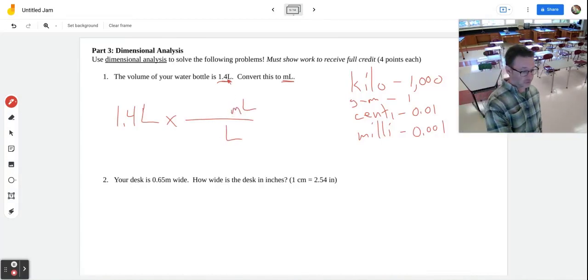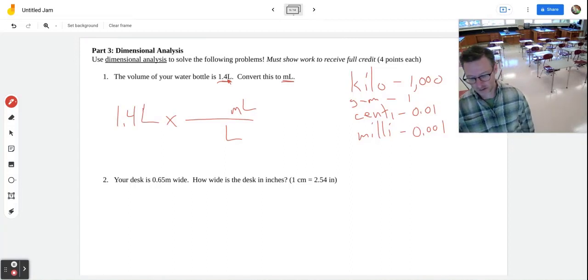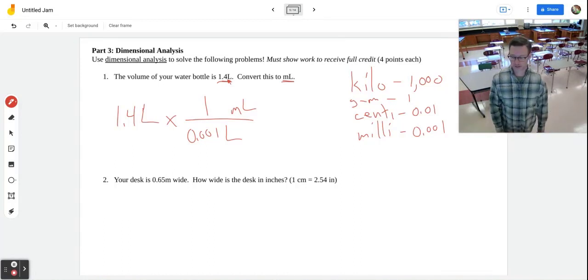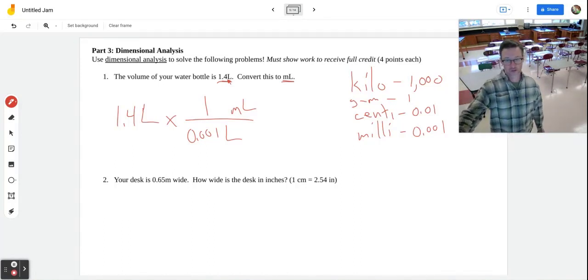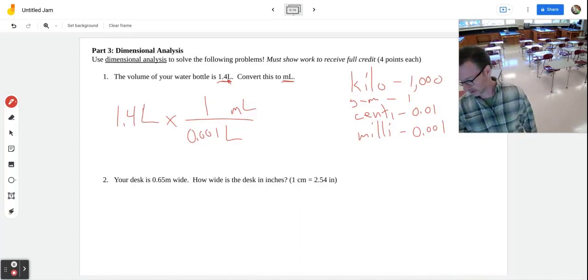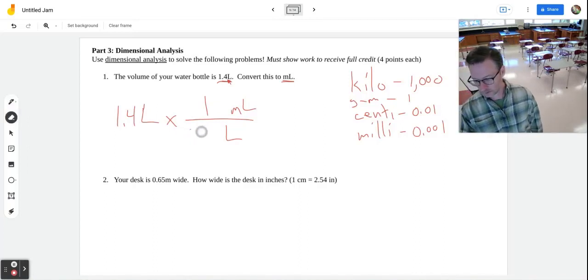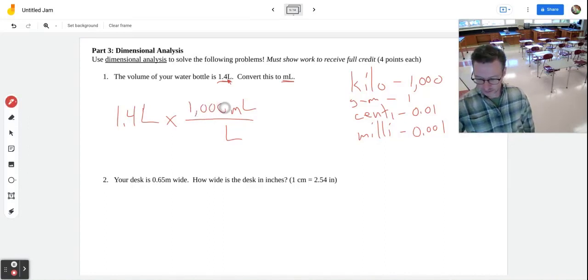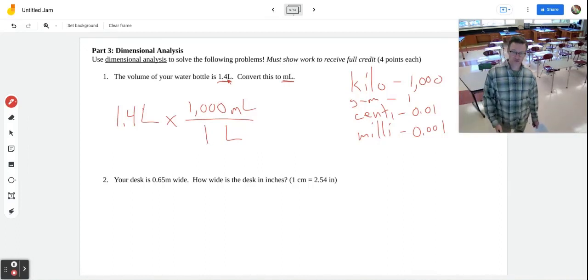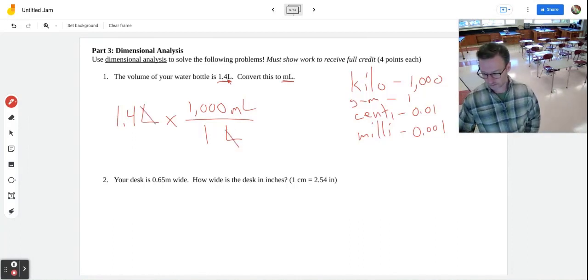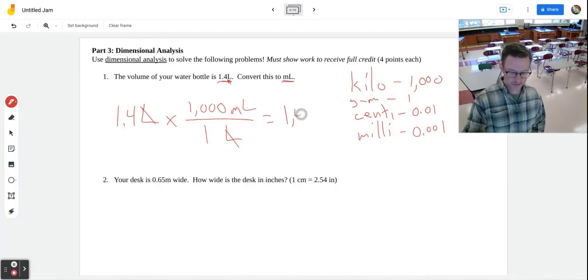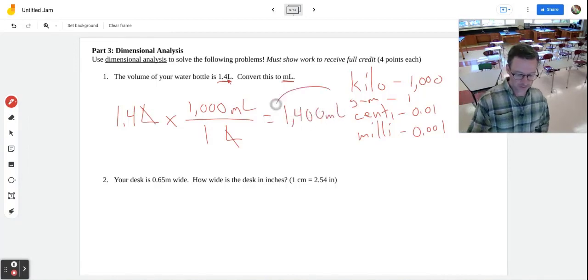Well, we said that milli is 1,000th, right? So you could put this as 1 milliliter is 1,000th of a liter. That's what we said. Or you could reverse that and say 1,000 milliliters equals 1 liter, whichever one you want to do. You'll get the same answer either way. Writing it this way is another way of writing the same relationship. It's 1,000 milliliters for every liter. So now I can cancel out the liters, multiply 1.4 times 1,000, and I get 1,400 milliliters.